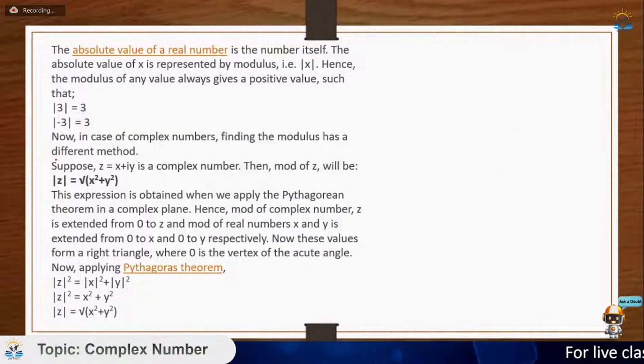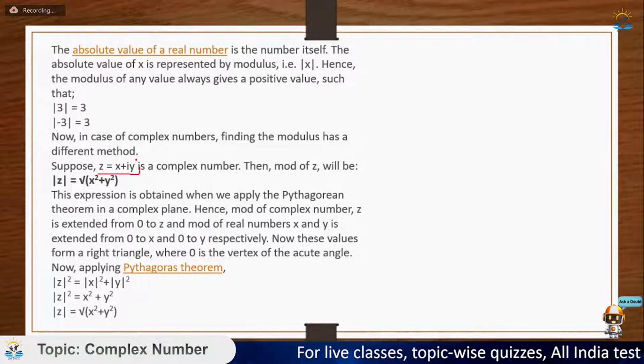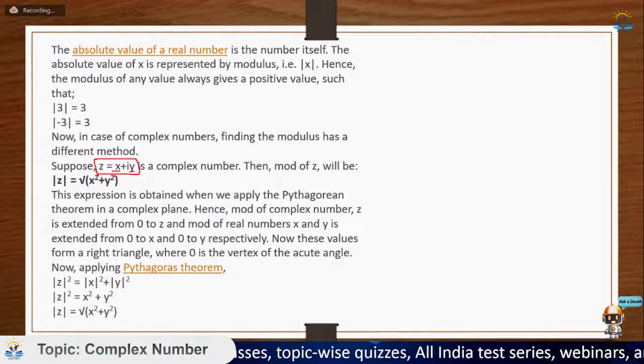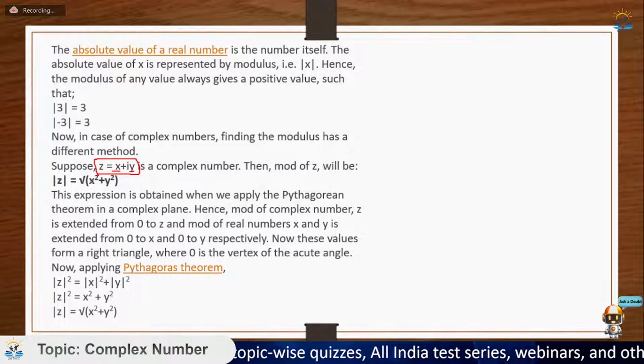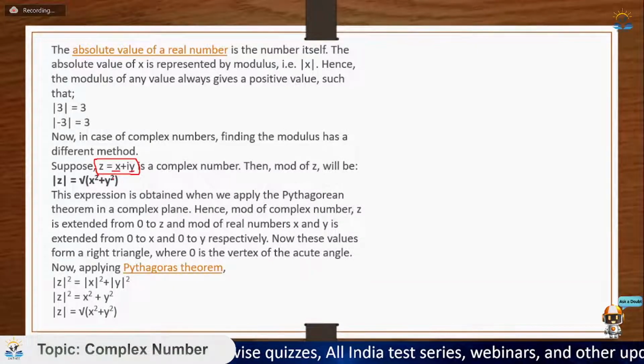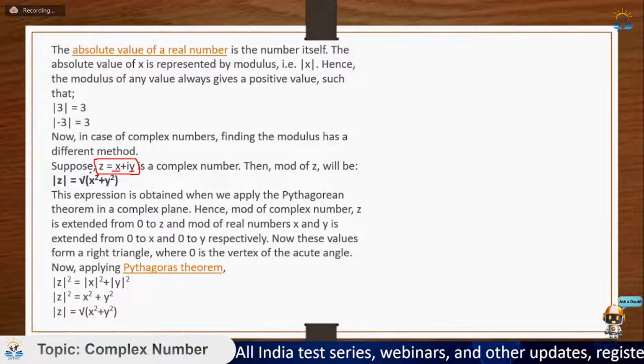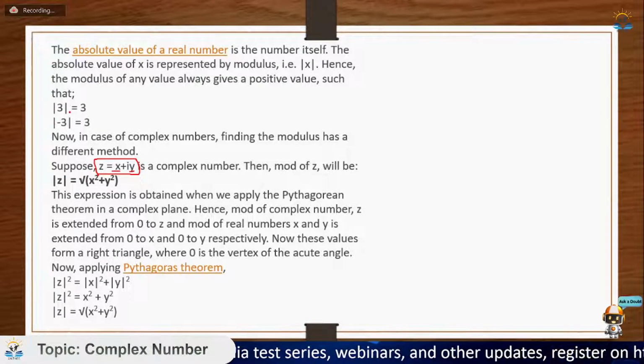Then we will take the mod of the complex number, so we will get the absolute value. How? Just take the under root of the square of the real part plus the square of the imaginary part. So let's say z is equal to x plus iy is your complex number, where x is your real part and y is your imaginary part. So root of x square plus y square here. x would be your real part, so x square, and y would be your imaginary part, so y square. So mod z is equal to under root of x square plus y square. Okay.